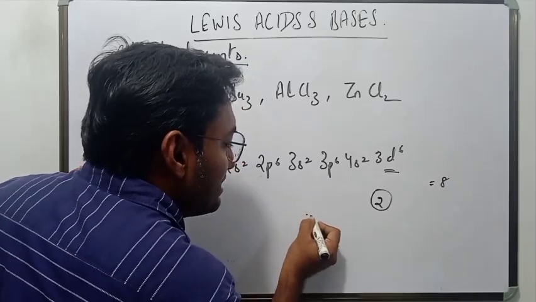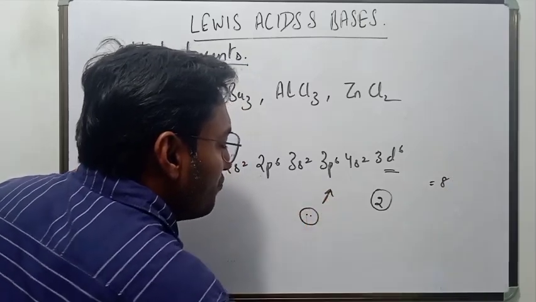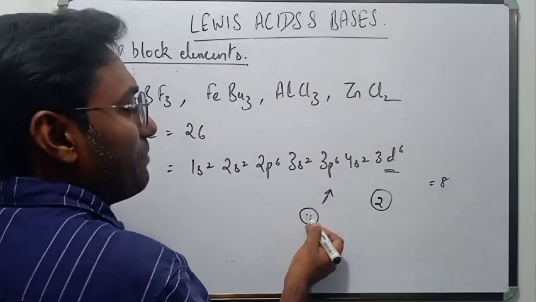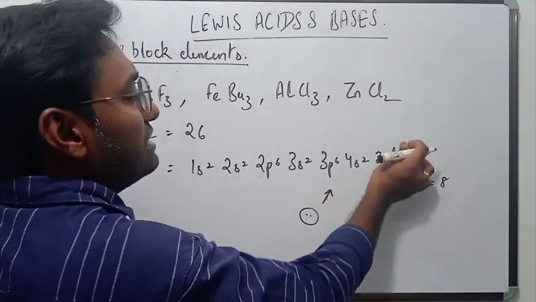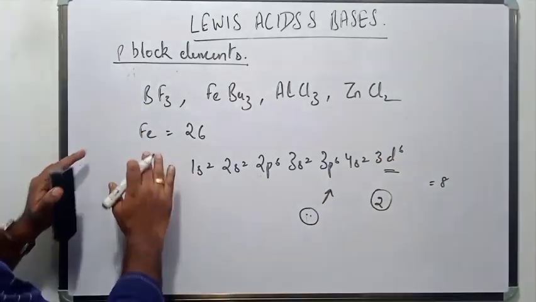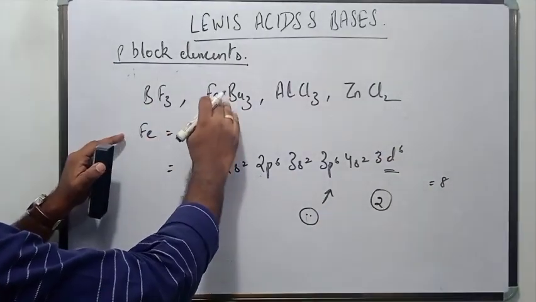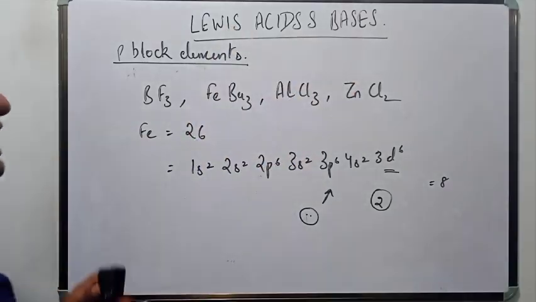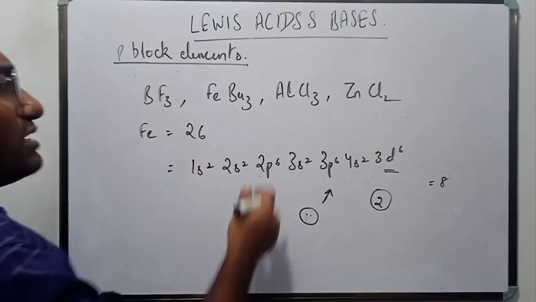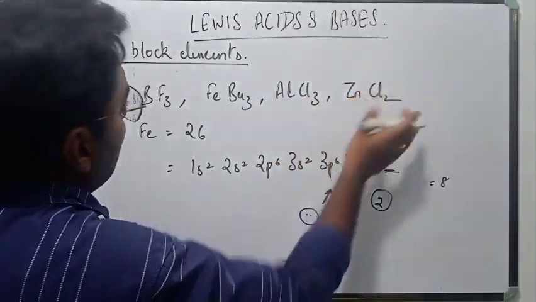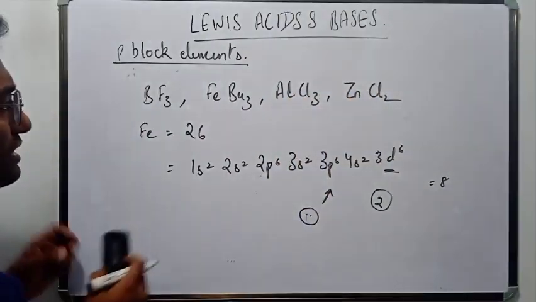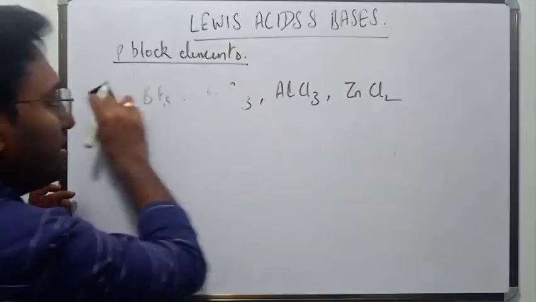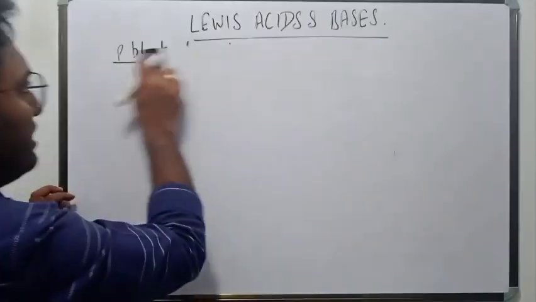So it acts as an acceptor of electrons. If it takes a pair of electrons, it would be able to complete its octet configuration. Therefore, iron in compound form acts as an acceptor of electrons, that is, it acts as a Lewis acid. Similarly, you can see the same for AlCl3 and zinc chloride also. Let us see another set of examples and we will get a better idea.